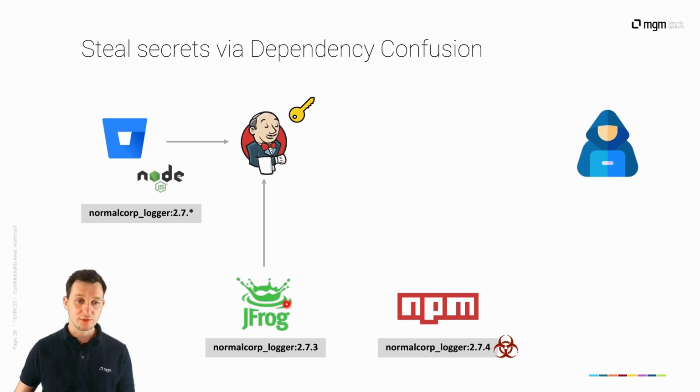Then the following is happening. The project needs normcorp_logger in version 2.7. So it means latest, greatest. It goes to the CI/CD system, the CI/CD system is executing npm install, and npm install says, okay, fetch it from the local proxy for npm. The local proxy for npm is JFrog Artifactory.